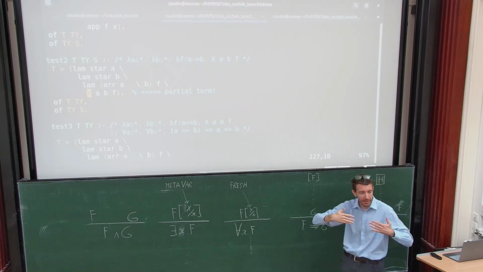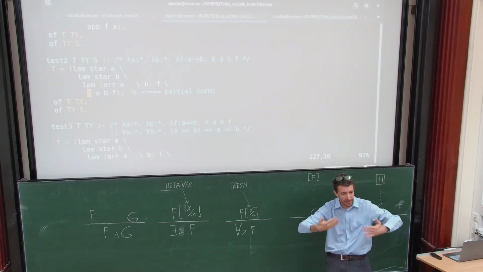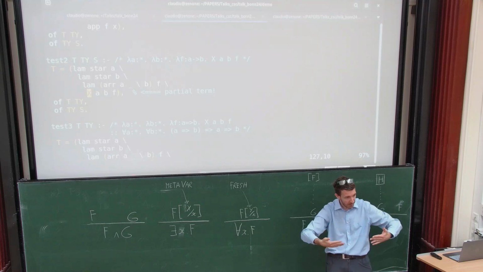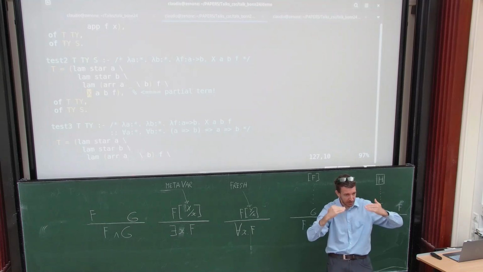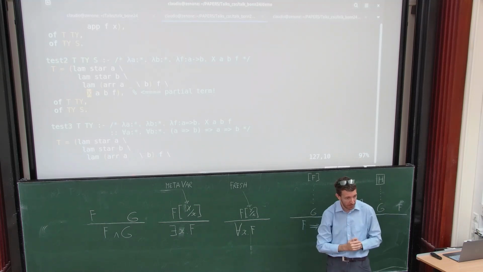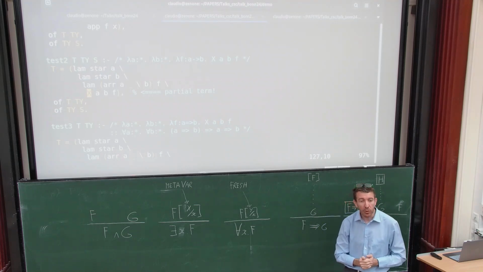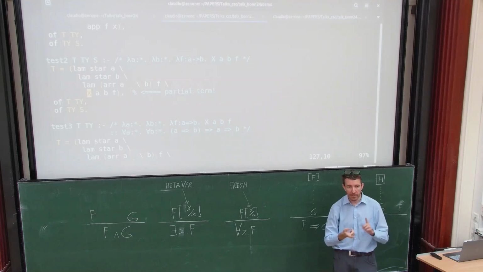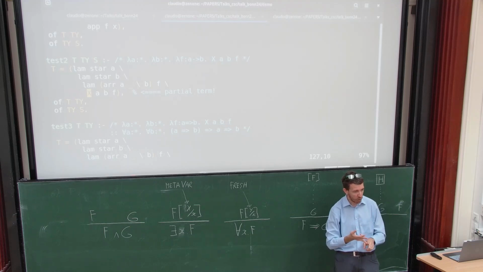So I'm running this recursive judgment over the lambda term. It goes lambda, it goes lambda, it goes lambda. It will reach the meta variable X. And now, which rule is applicable? I have a rule for lambda abstraction, a rule for variable, a rule for application, but I want to know the type of a meta variable.